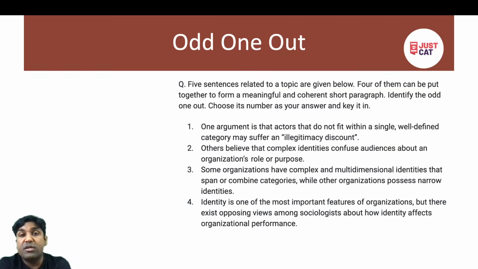Again, let's come to the third question. 5 sentences related to a topic are given below. 4 of them can be put together to form a meaningful and coherent short paragraph. Identify the odd one out. Choose its number as your answer, and it ends. Again, this is an odd one out question. So read it, because we have to do things by process.